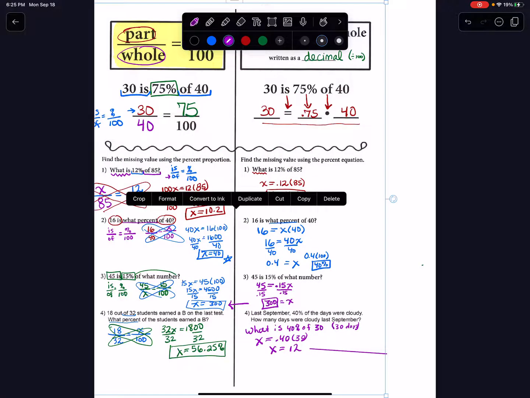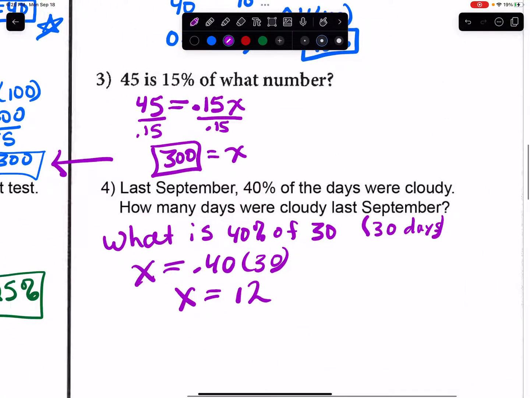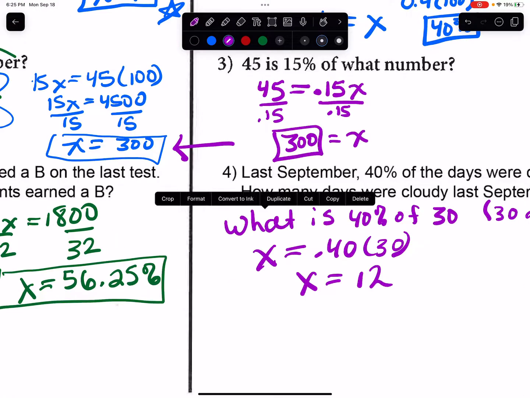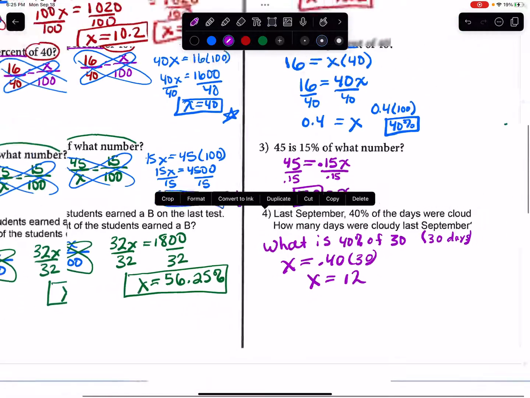Just want to put my label on. It's not letting me, but 12 days, and then we're done with these notes. It's freaking out. All right, 12 days, but we got through the notes.